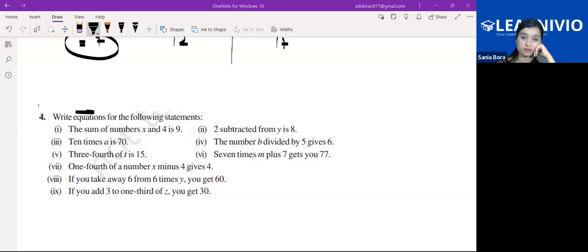Ma'am, I finished, but instead of writing the sum of number x and 4 is 9, after that I wrote the third question. Sorry? Ma'am, instead of writing it in order, I wrote like this and that. Just correct the numbering. Okay, ma'am. Because when I discuss it, it will be according to the sequence only, and then I think you might get confused. Okay, ma'am.